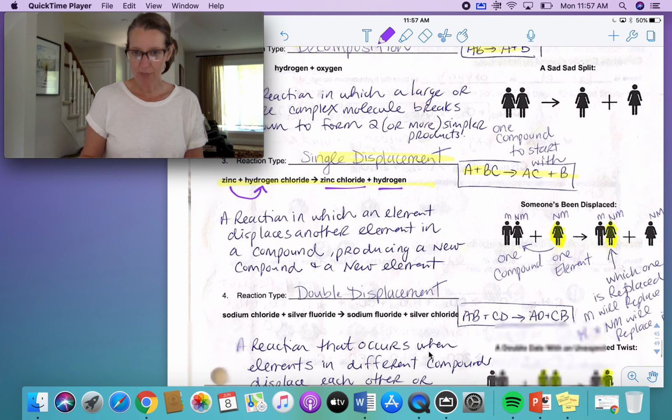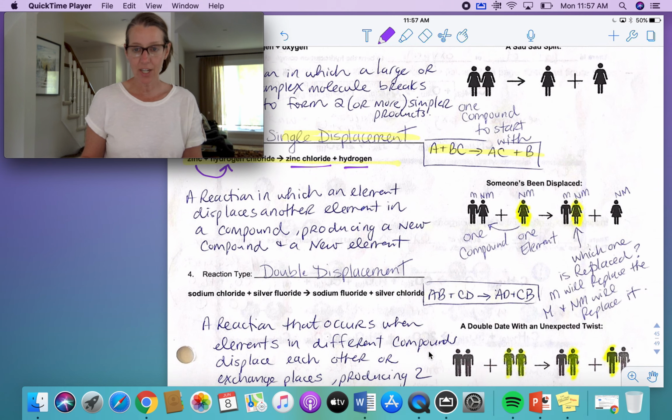Okay, so that's where I've written in some of the extra stuff here. How do you know which one gets replaced? The metal and the non-metal. If I've got a non-metal, it kicks out the non-metal. If I've got a metal, it would kick out the metal.